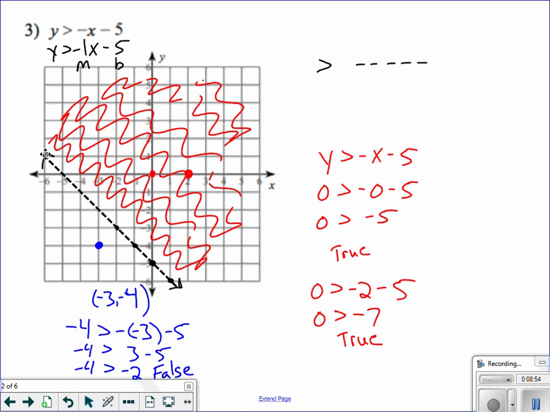Okay? Same with the dashed line. The reason we use the dashed line is because any points on the line are not going to make it true. Okay? When we use the solid line, those points on a solid line would make it true.